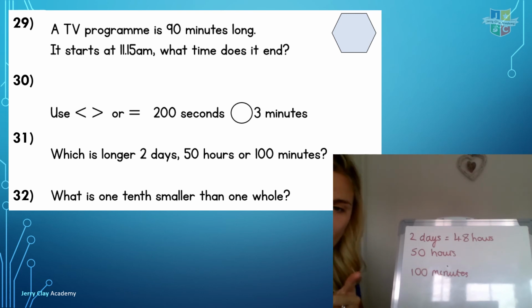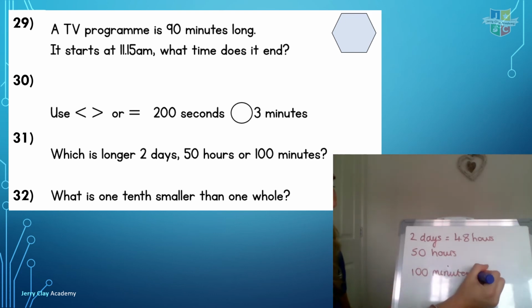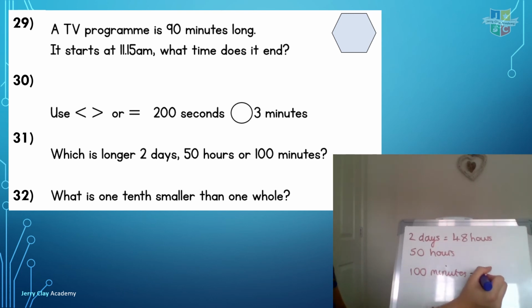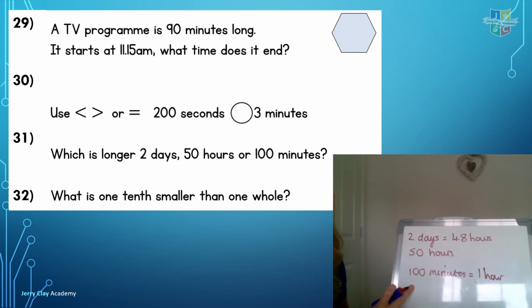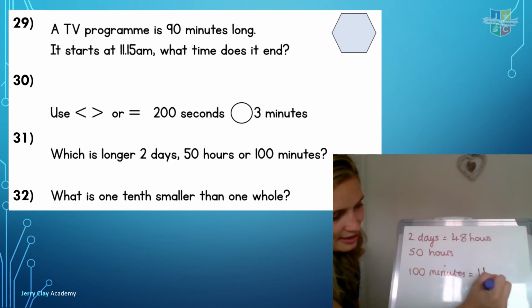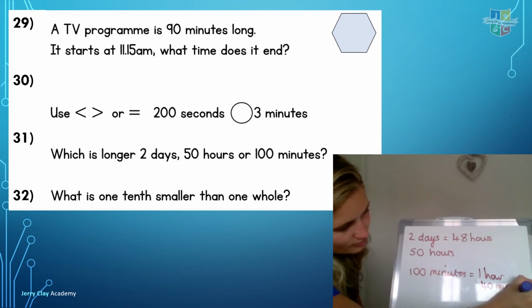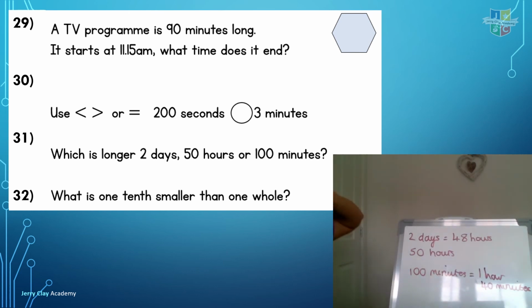So I know in 1 hour, there are 60 minutes. So if I've got 100 minutes, I'm only going to have 1 hour, because there are 60 minutes in an hour, and I would have 40 minutes left over. So now, I can clearly see that the longest amount of time is going to be 50 hours, because 2 days is 48 hours and 100 minutes is only 1 hour and 40 minutes.